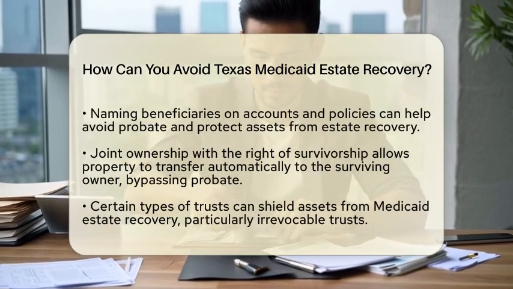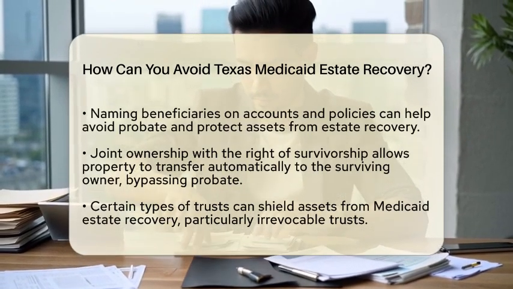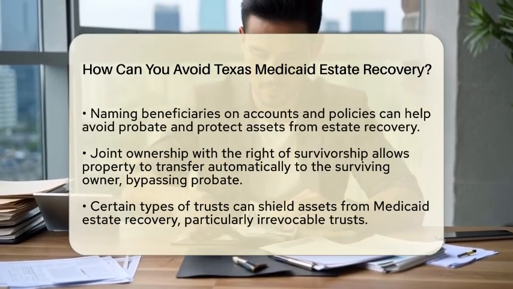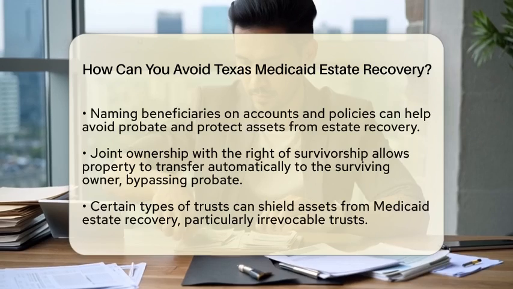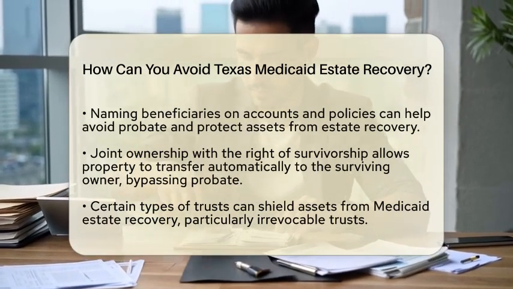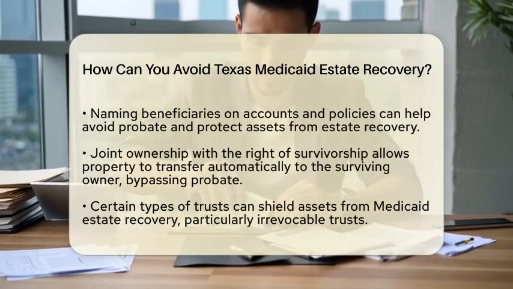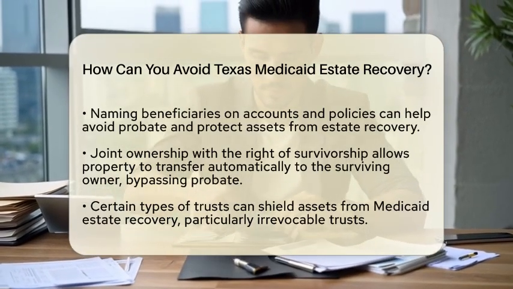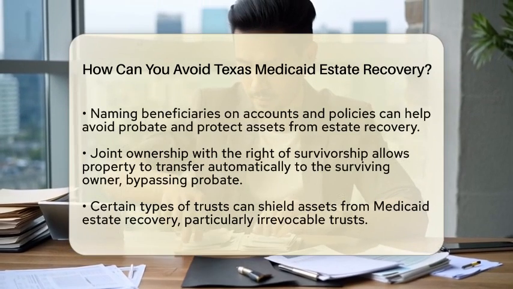Another option is joint ownership with the right of survivorship. If you own property jointly with someone else, it automatically goes to the surviving owner outside of probate. This can help protect the asset from estate recovery, but it is important to plan carefully to avoid any unintended issues.